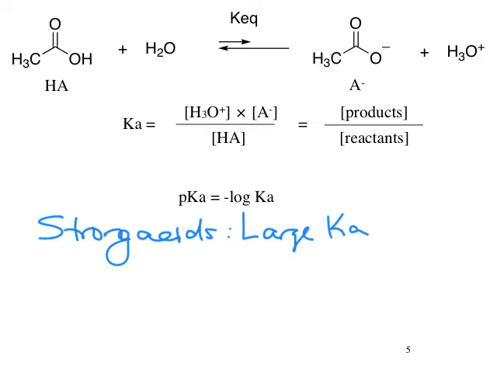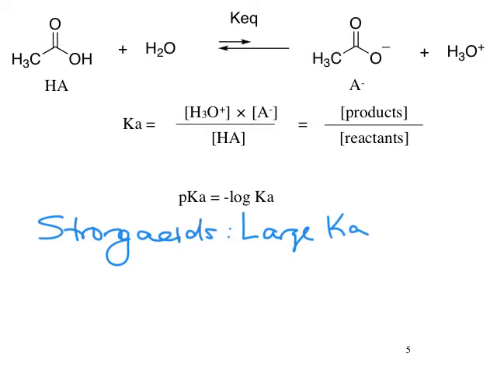Acid dissociation constants are expressed in scientific notation. For example, phenol has a Ka of 1.6 times 10 to the minus 10, whereas sulfuric acid has a Ka of 1.2 times 10 to the minus 2. The range of acid dissociation constants is really huge.